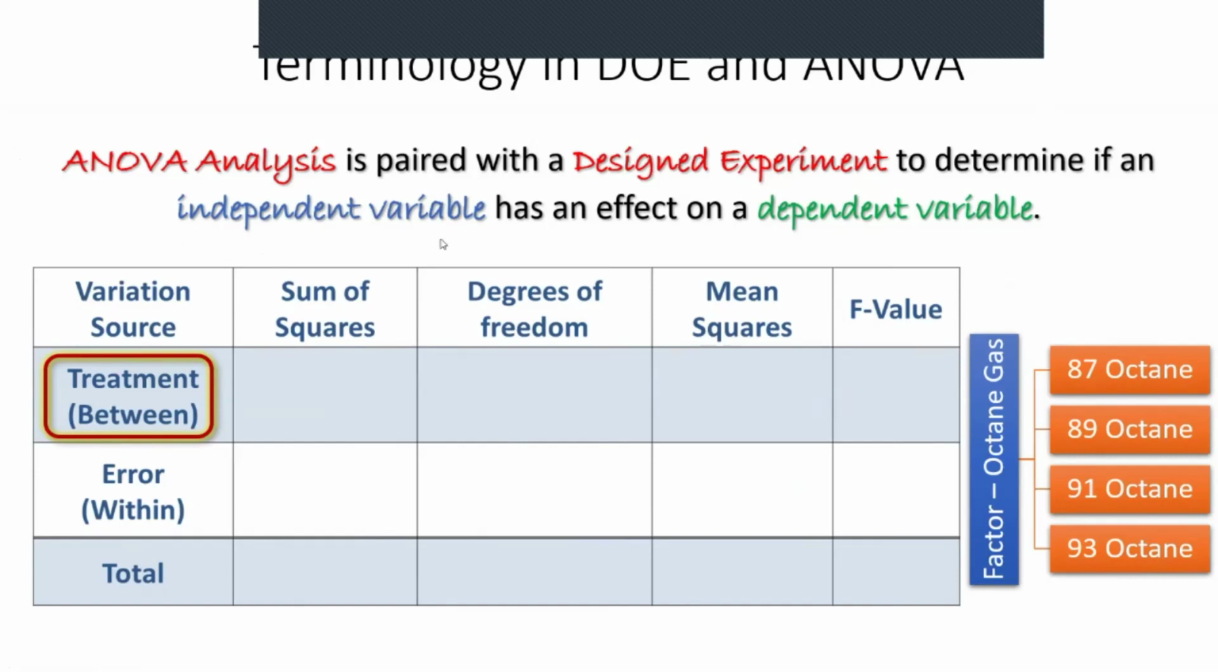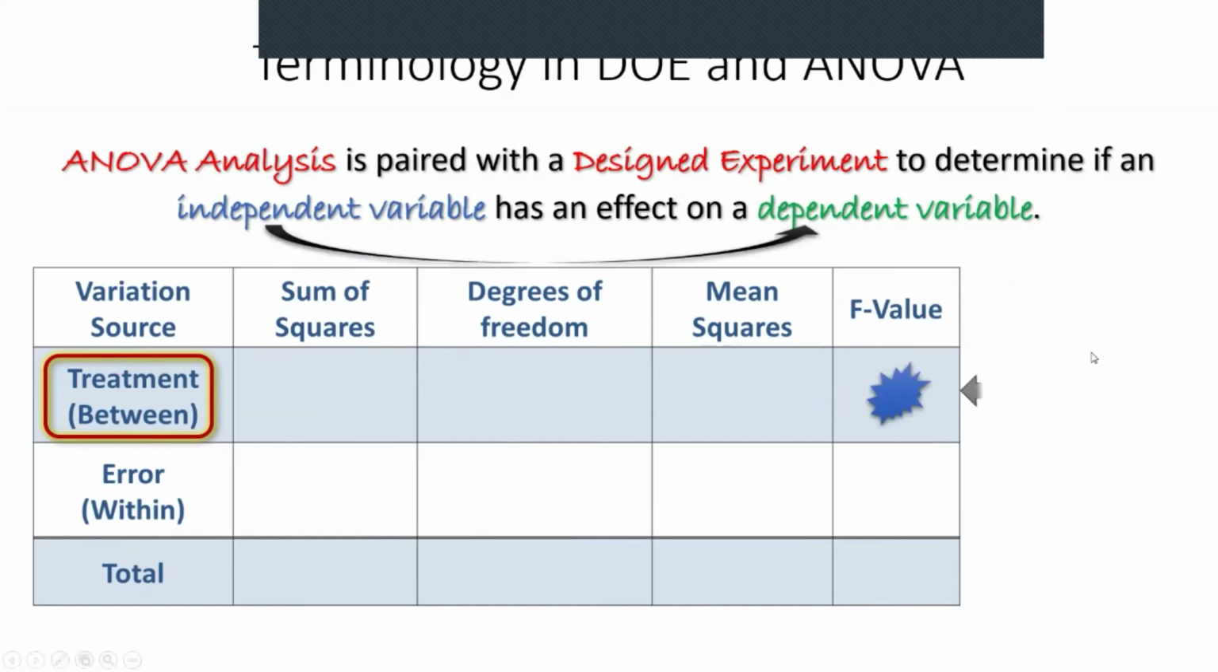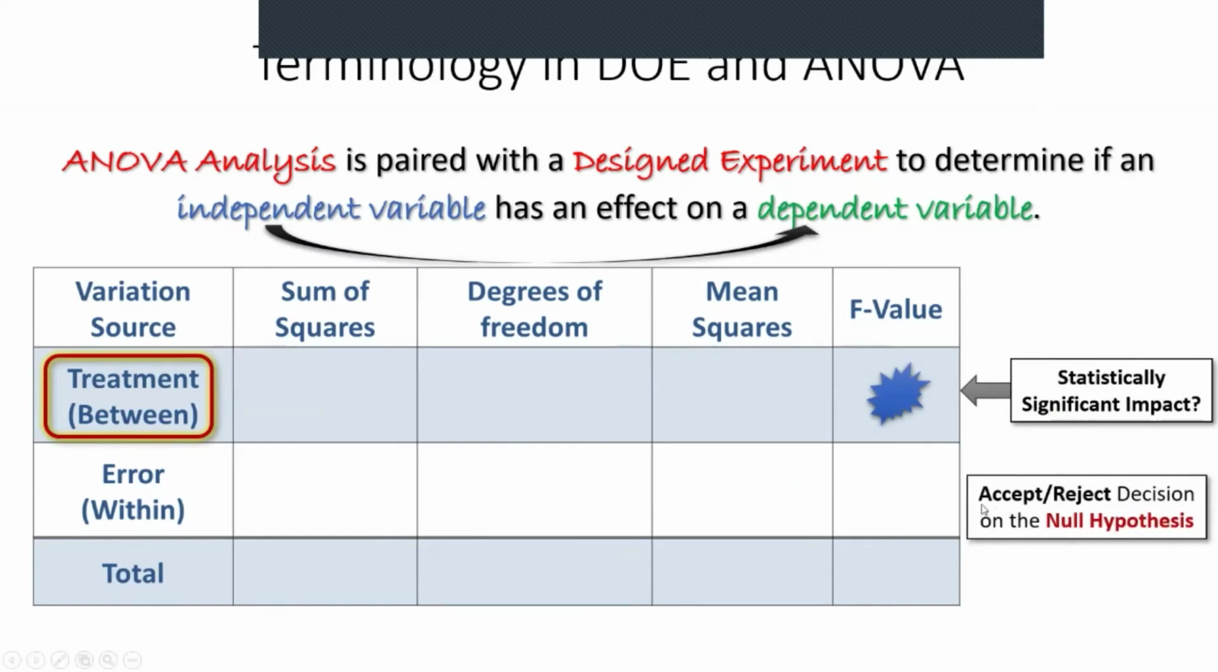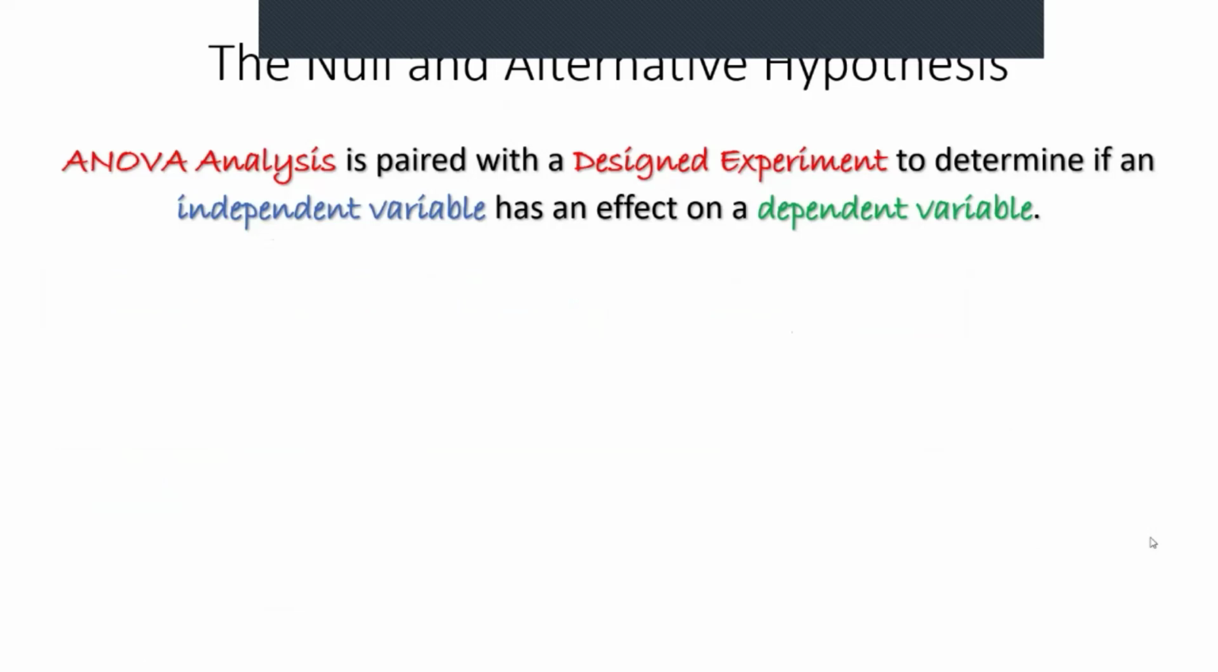And again, the question that we really care about is, does our independent variable have an effect on our dependent variable? And at the end of the day, the way that we make that decision is by looking at the F value. Now, that F value does two things for us. Number one is it tells us whether or not this particular treatment has a statistically significant impact on our dependent variable. Specific to ANOVA, it also allows us to make an accept-reject decision on our null hypothesis, okay? Now, it's really important that before we get into the actual ANOVA process, you understand what the null and alternative hypothesis is for ANOVA analysis. So let's talk about that now.